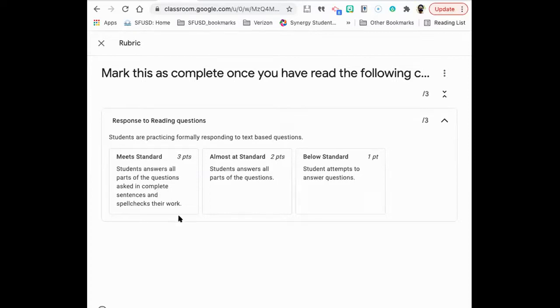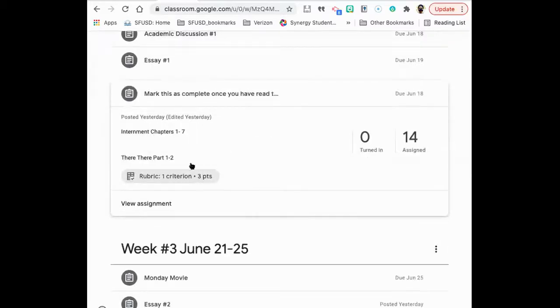If you want all 3 points, you're going to make sure you answer all the questions in complete sentences and spell check your work. If you want 2 points, you answer kind of all the questions, you're not rereading them, and you don't spell check your work. If you just want 1 point, you answered 1 or 2. This is exactly how I will grade them. Everything I will grade will have a rubric.